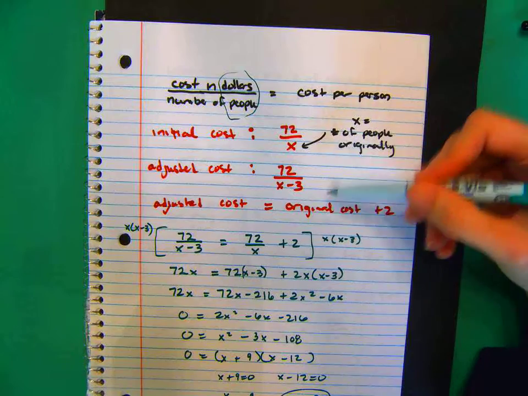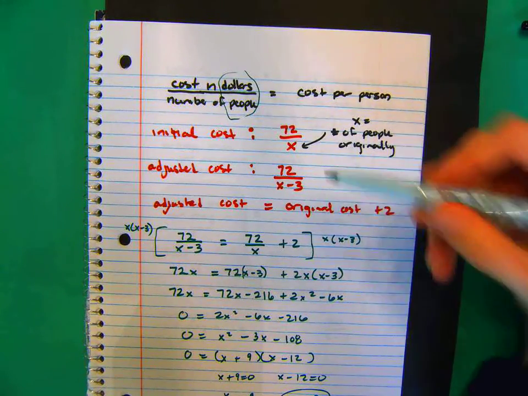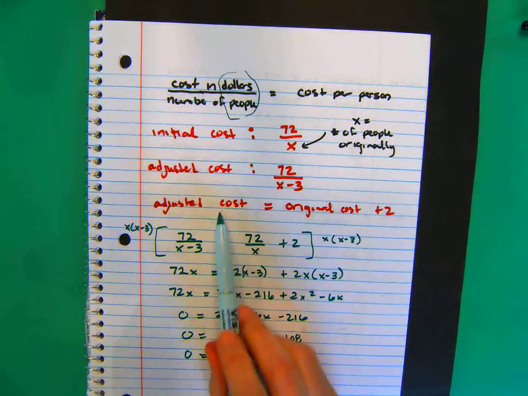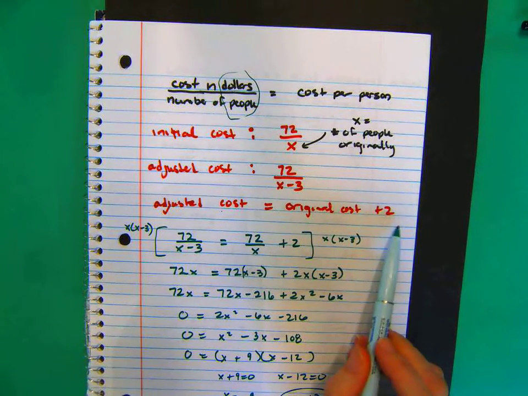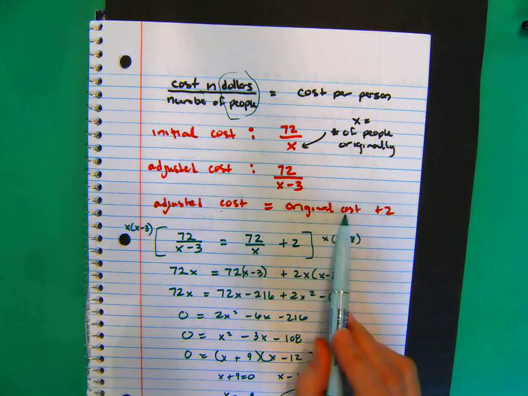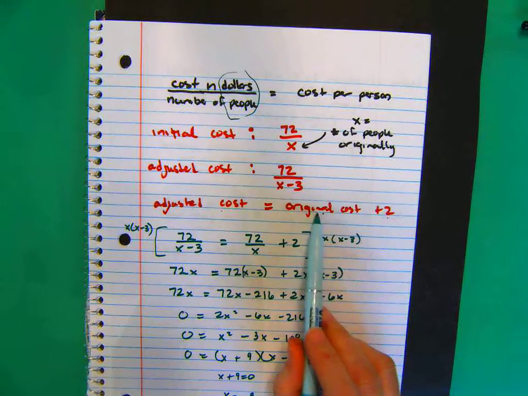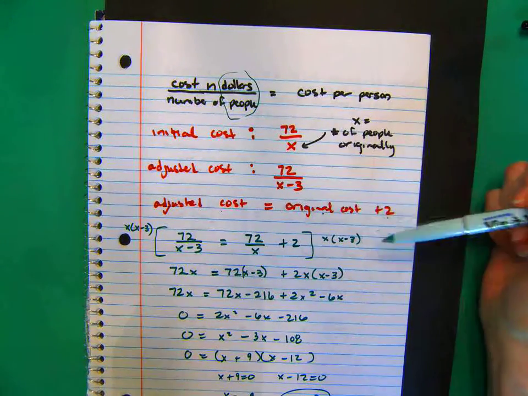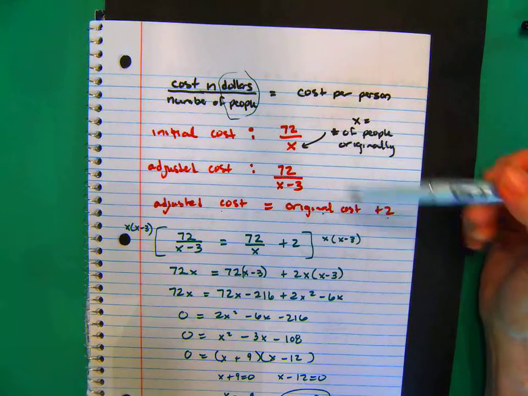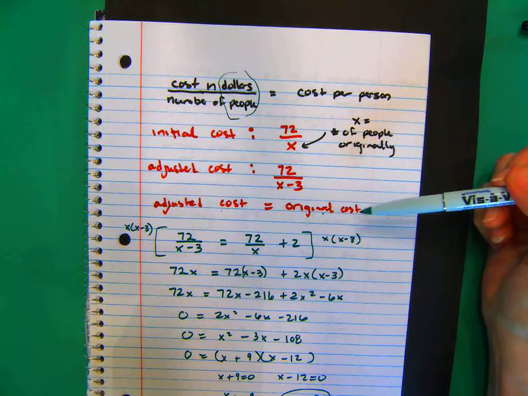So here's the initial cost. Here was the adjusted cost. And it said in the problem that the adjusted cost was the original cost plus $2. Each person was going to pay $2 more than their original cost. Again, writing these things down in red is really helpful for the sense-making part.